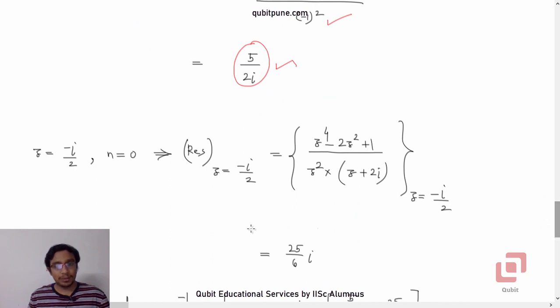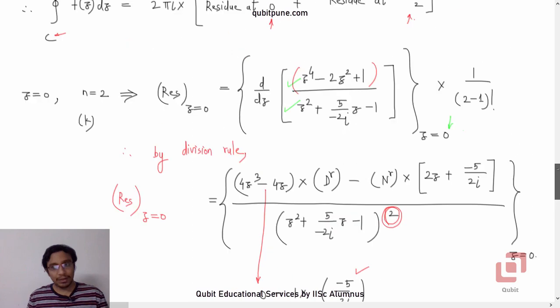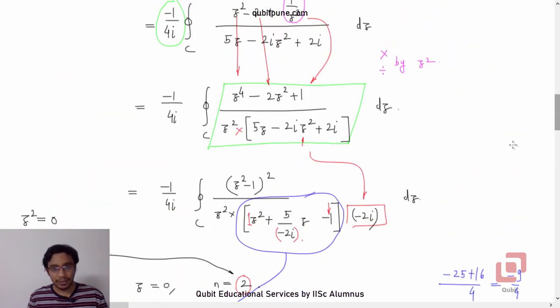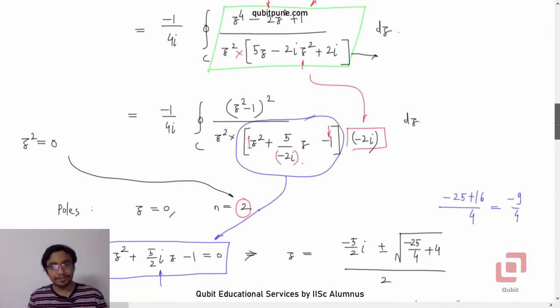Now, is it possible to find the residue at z equal to minus i by 2? Yes, this is a simple pole, or n is 1, or k is 1. So the residue will be the value of that function which you get after multiplying the original integrand by z plus i by 2. So again let us go back to that green integrand. We have already factorized this into, what were the roots?